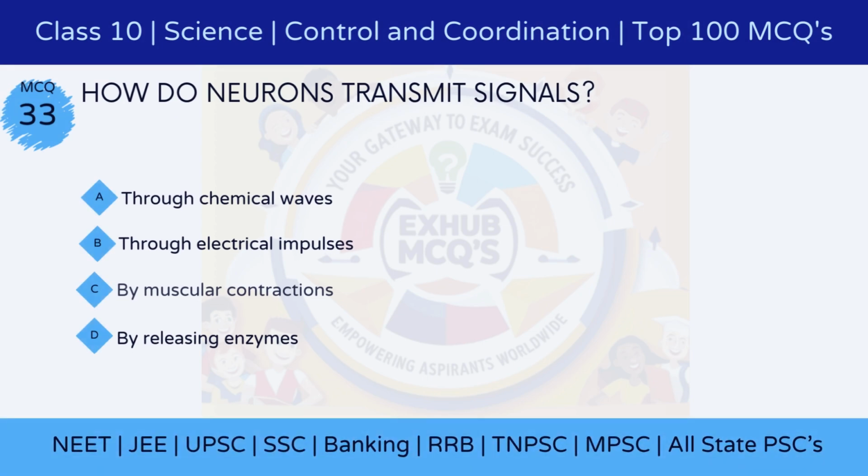MCQ 33. How do neurons transmit signals? Option A, through chemical waves. Option B, through electrical impulses. Option C, by muscular contractions. Option D, by releasing enzymes.